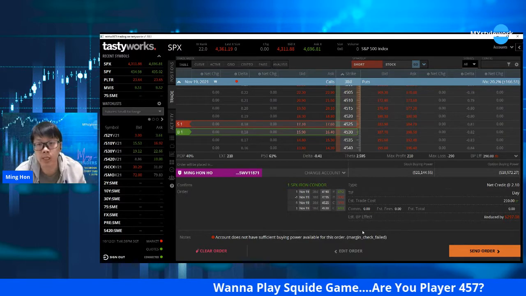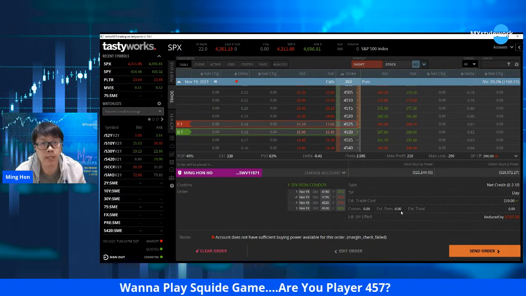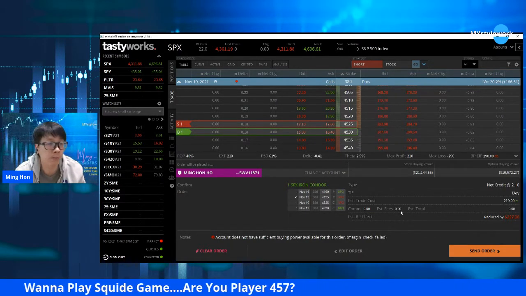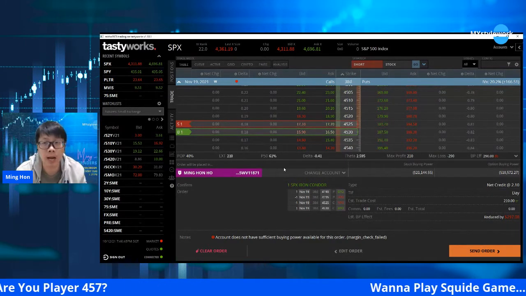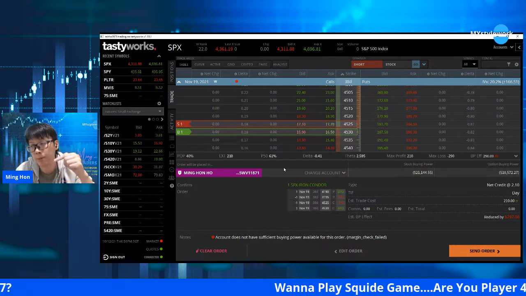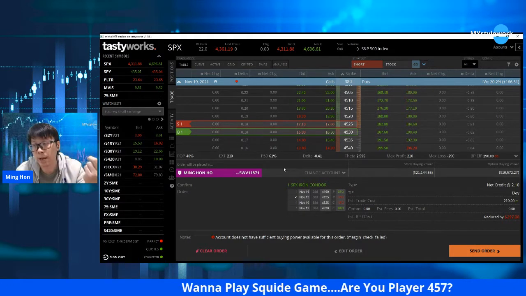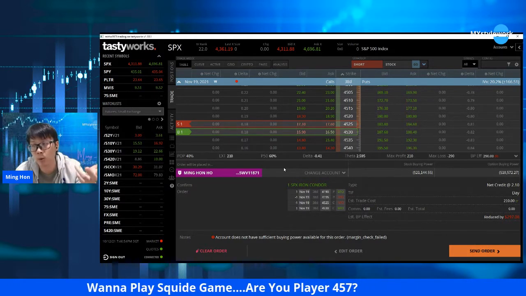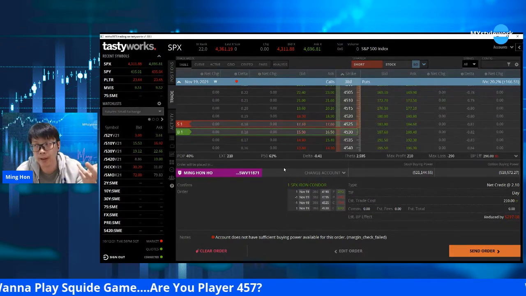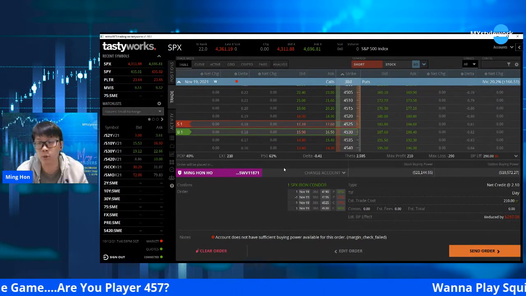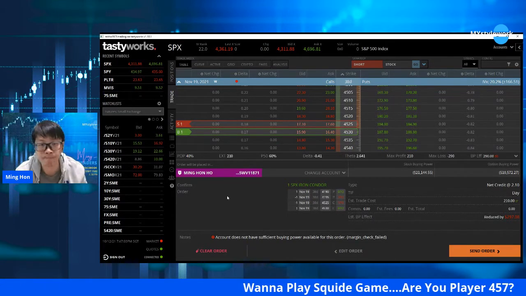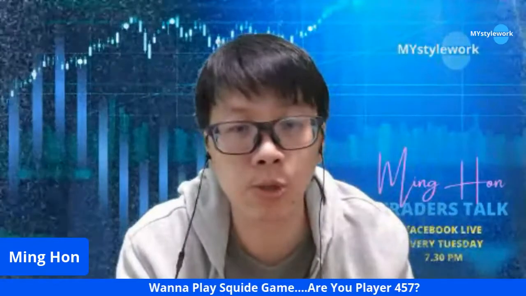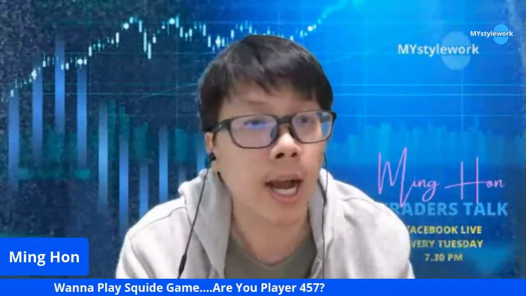So this is an iron condor on SPX or SPY. You can actually do both. It's actually the same. I noticed that SPX premium is higher because yesterday I placed the same trade on SPY and I was only getting about $150. So today maybe I will do a trade on SPX. Okay, so that is the iron condor.